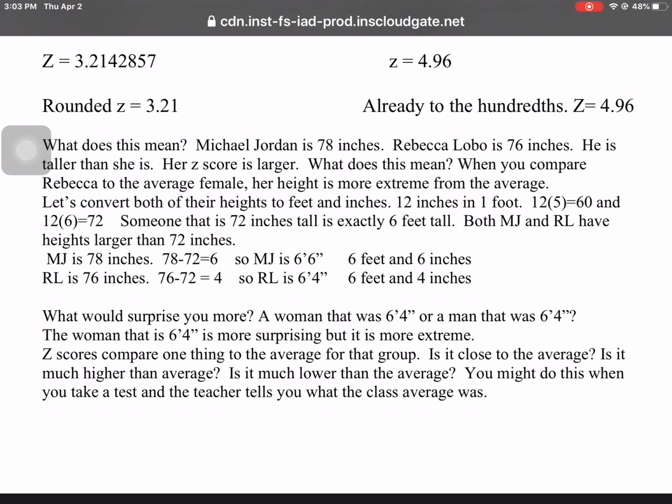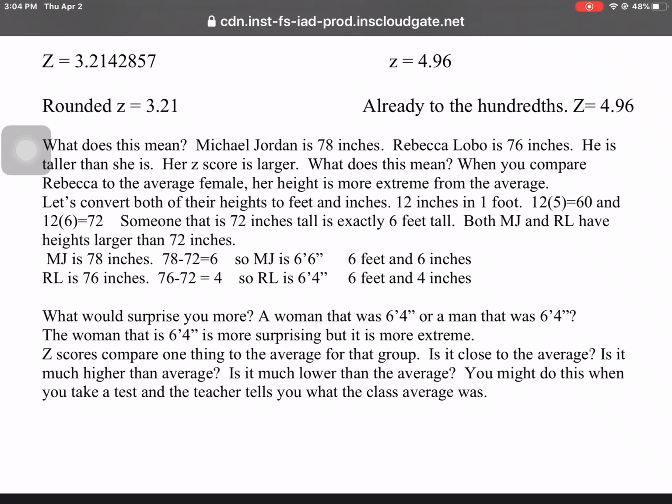78 is bigger than 76. Okay, what would surprise you more? A woman that was 6'4" or a man that was 6'4"? The woman that's 6'4" is more surprising because it is more extreme. Okay, because it's more extreme.